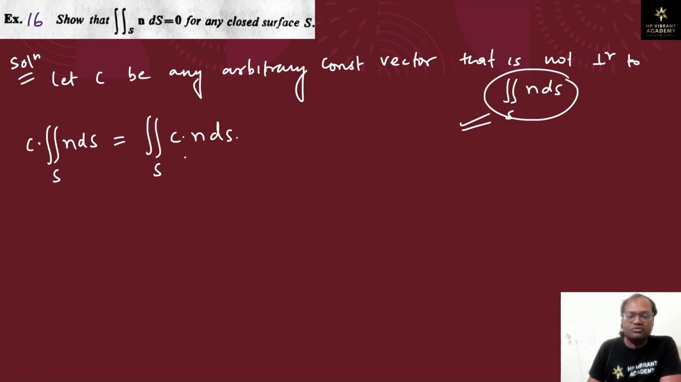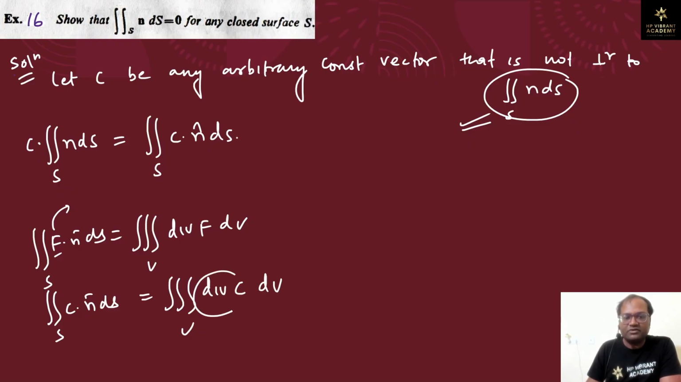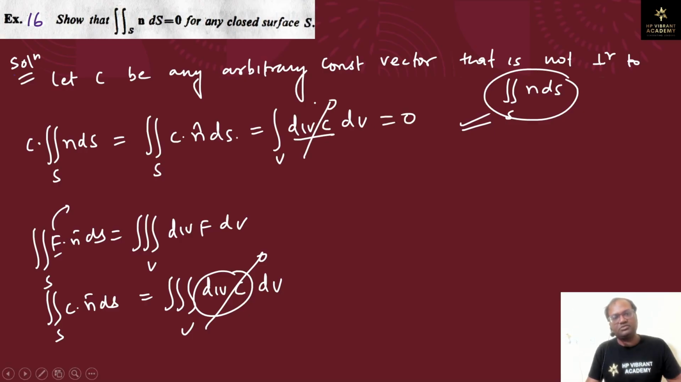Okay, so using the Gauss divergence theorem, we have surface integral of f dot n cap ds is equal to volume integral of divergence of f dv. Let us place the value of f as a constant vector C. So the surface integral of C dot n cap ds is equal to the volume integral of divergence of C dv. Divergence of a constant vector is straight away 0. So this is equal to 0 because divergence of a constant vector is 0.